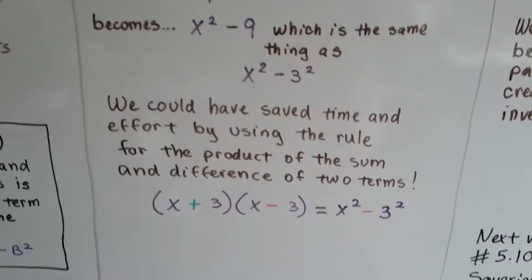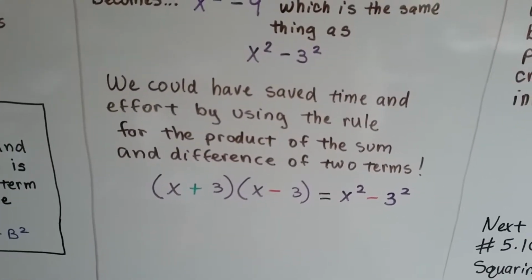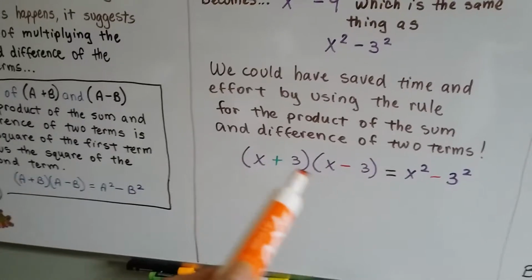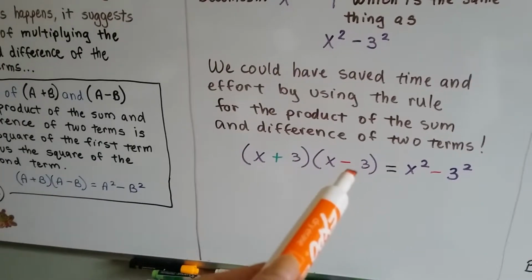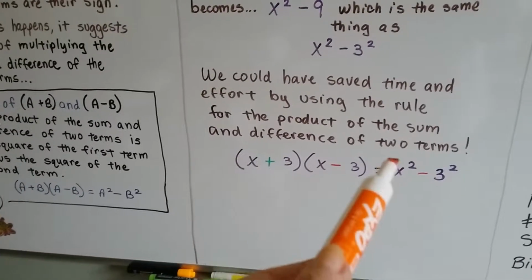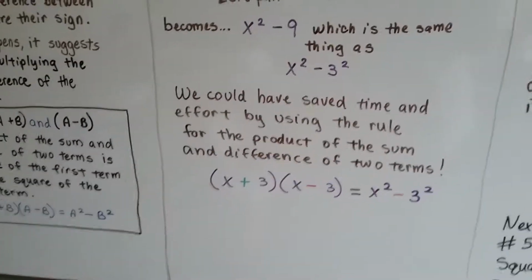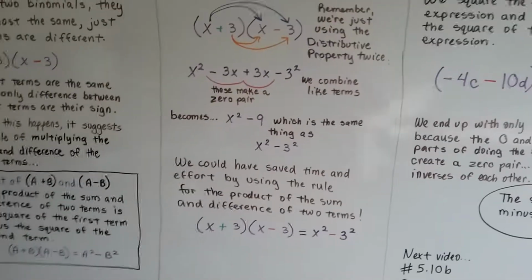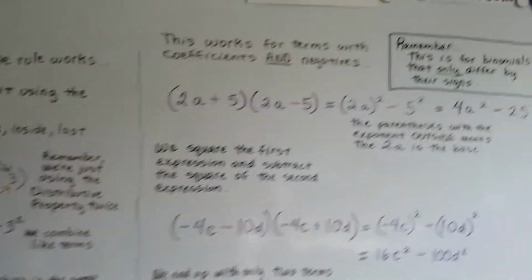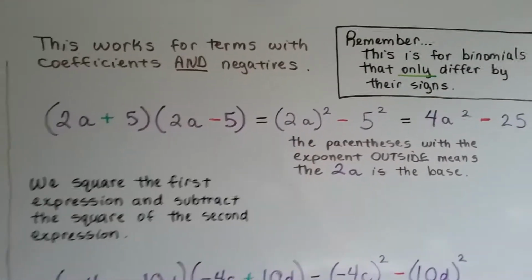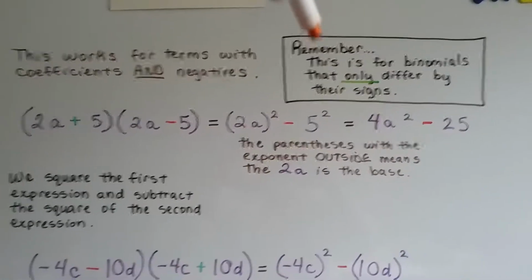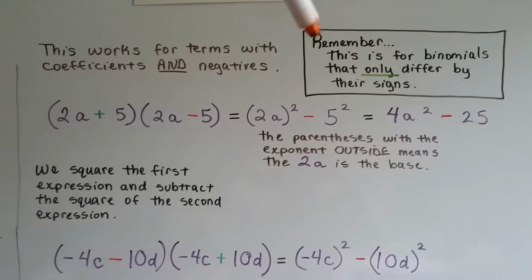Well, we could have saved time and effort by using the rule for the product of the sum and difference of two terms. The only thing different between them is the plus and the minus sign, see? So all we had to do is say x squared minus 3 squared, see? We could have saved ourselves a lot of FOIL work, couldn't we have? Isn't that great how we can do that? Well, this works for terms with coefficients and negatives also. But remember, it's only for the binomials that only differ by their signs, okay?